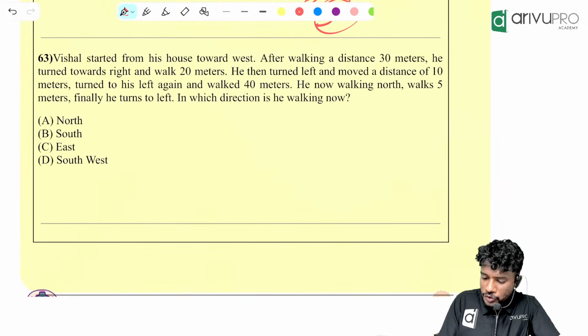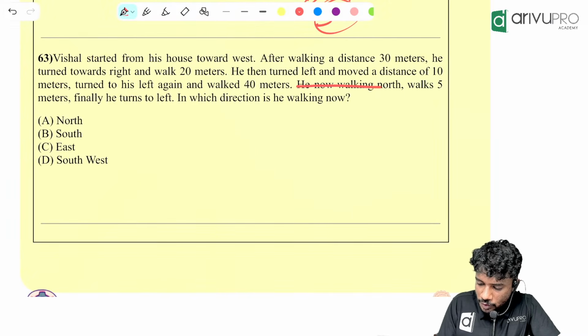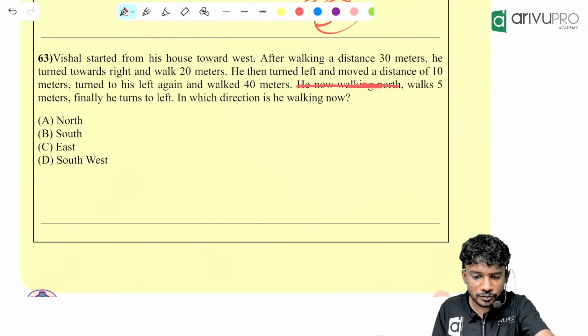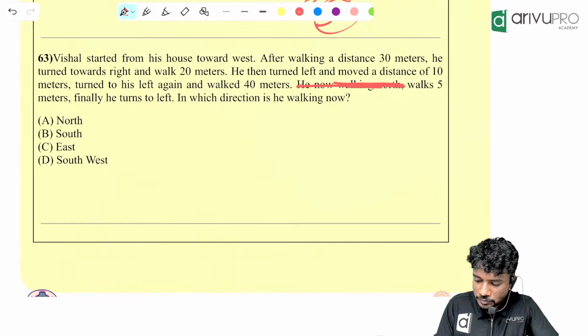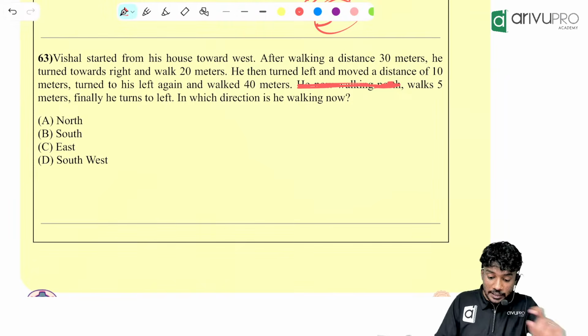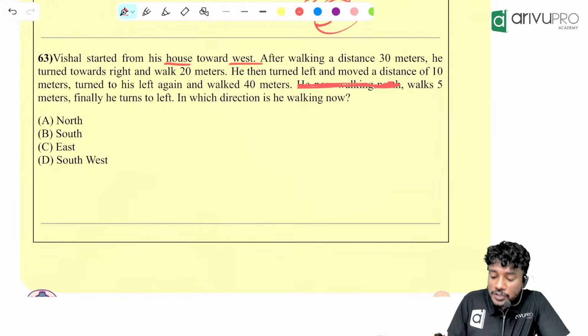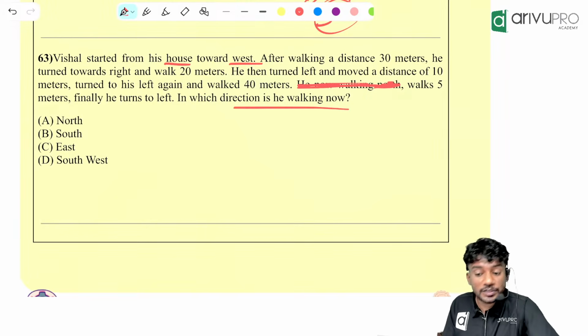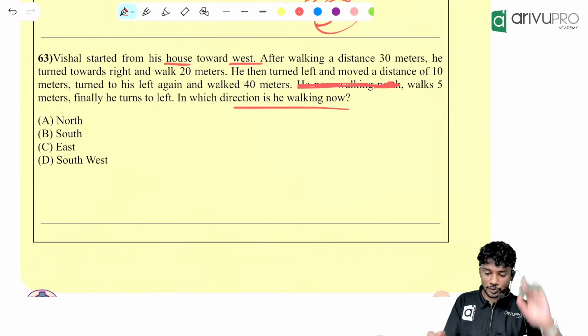There is a small mistake in this question. Let me check here also. One small mistake was there in this question. This part is not there. You can make the correction in the PDF. Done. Vishal started walking from his house towards west. We need to know finally in which direction he is walking now. Final direction is the question.